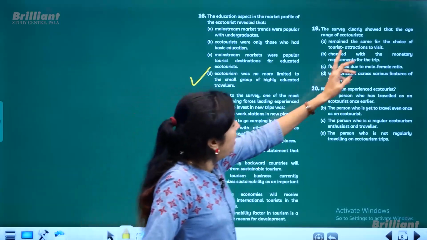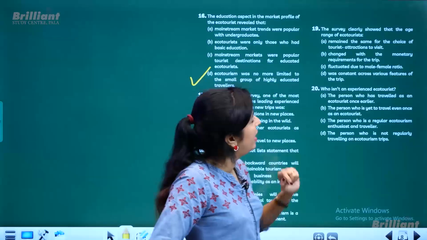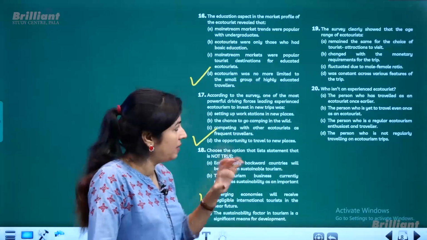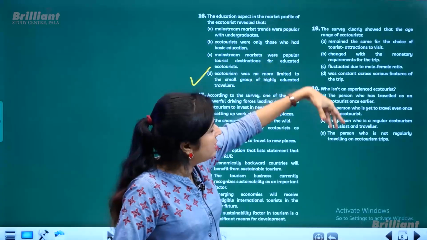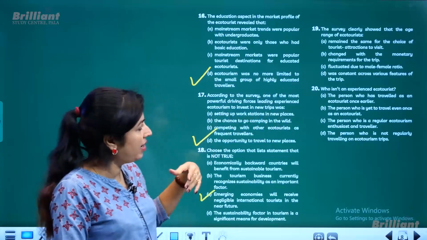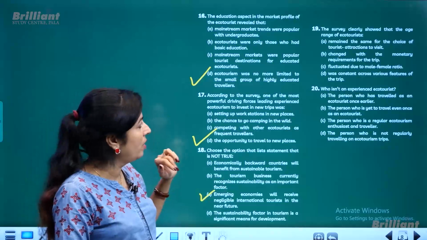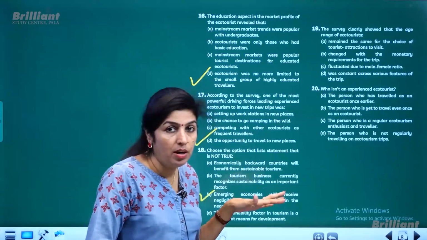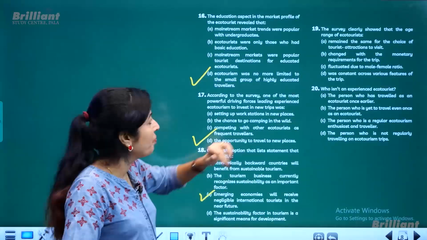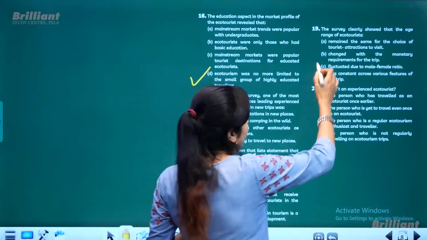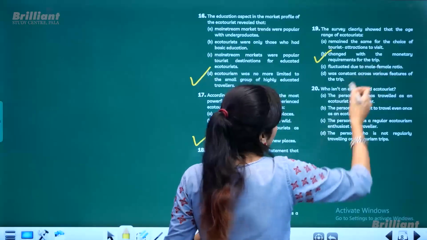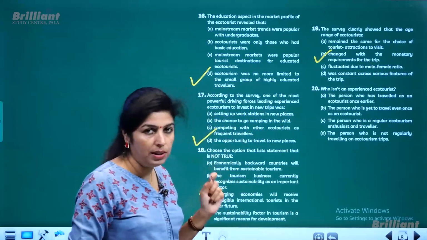Okay. Then the survey clearly showed that the age range of ecotourists, is it that it remains the same for the choice of tourist attractions to visit? No. That means all age limit people will go after a particular destination. No. Then changed with the monetary requirements for the trip. That means the deciding factor is the monetary requirements for the trip. That would be the deciding factor.